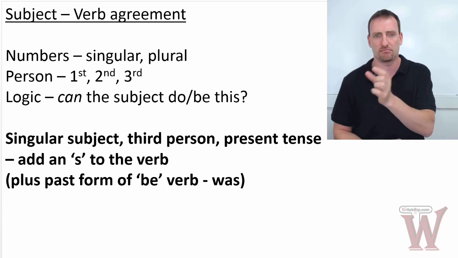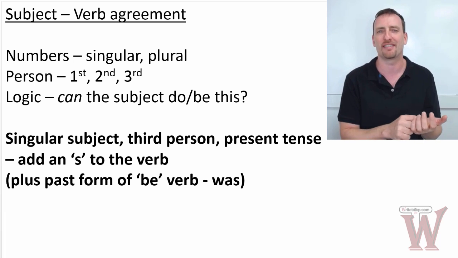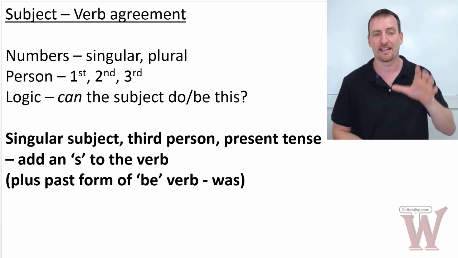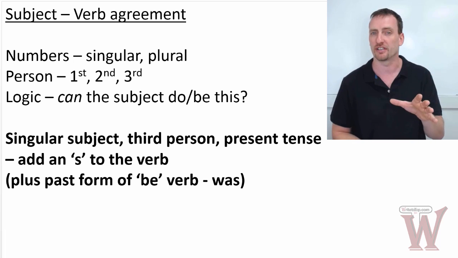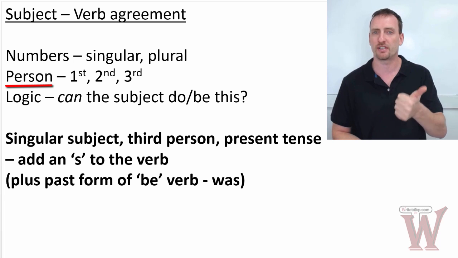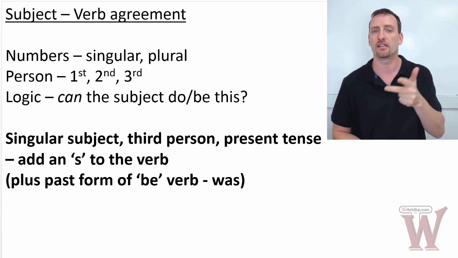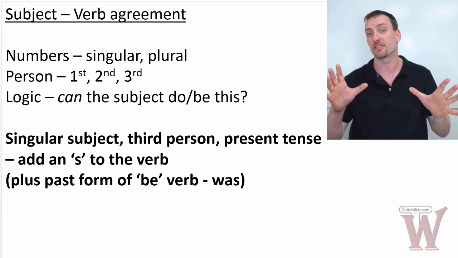Now, generally speaking, we're going to look at that in a second. What does it mean to agree in terms of number? Do you add an S or do you not add an S? We're going to look at that because that has a lot to do with person. First person, second person, third person. First person, I, we. Second, you. Third, he, she, it, they. Okay, those are the persons.